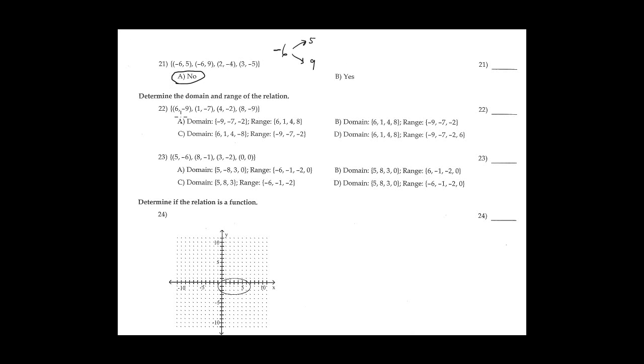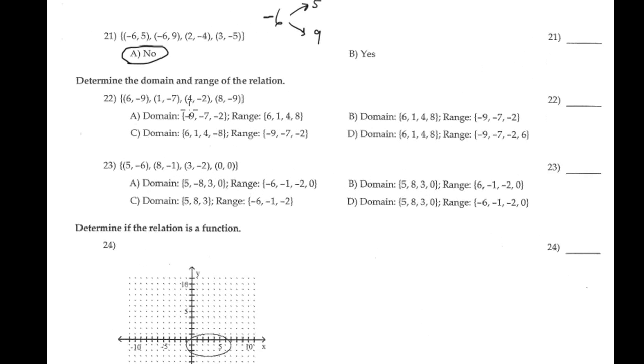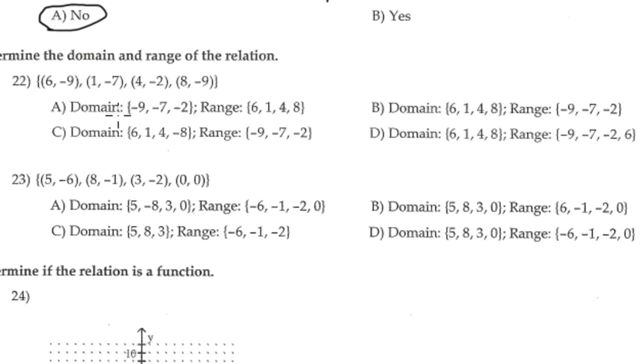22, is it a function or no? Oh yes, as nothing is repeated. And what about the domain? The domain is the set of the values of x, which is 6, 1, 4, and 8. And the range is the values of the second component, which is negative 9, negative 7, negative 2, and not necessarily repeating negative 9 again. So the answer is the option B. Domain is 6, 1, 4, 8, and range is negative 9, negative 7, and negative 2.